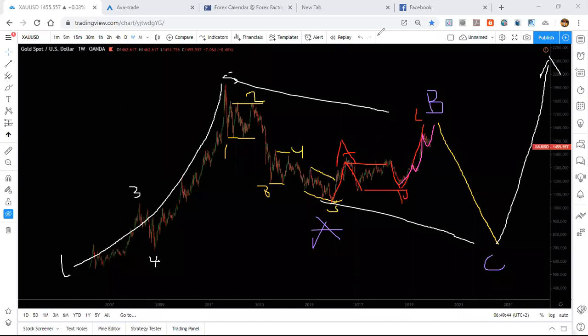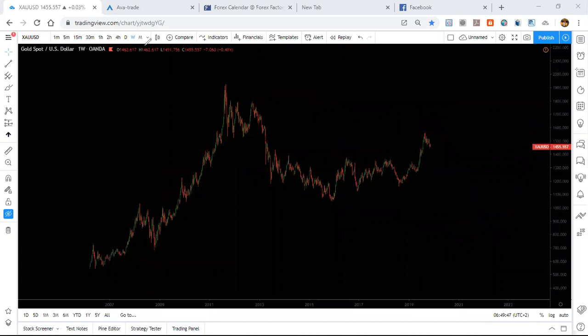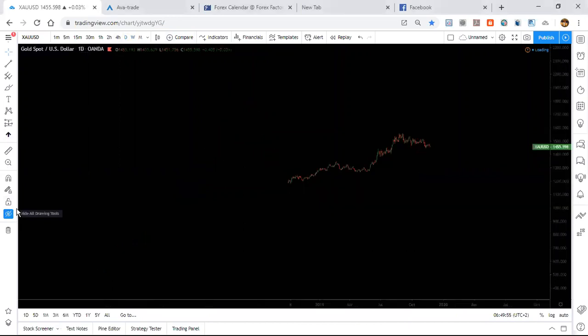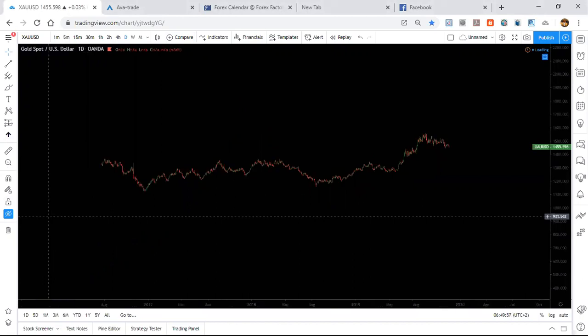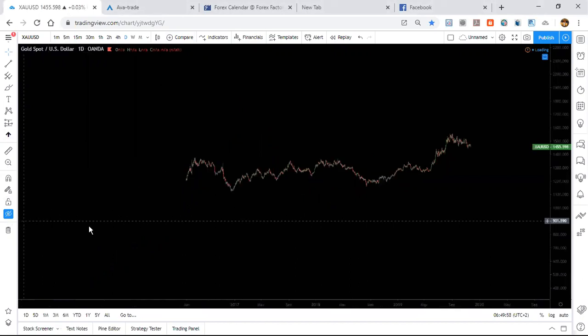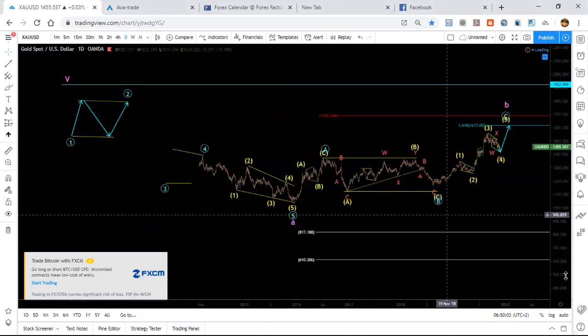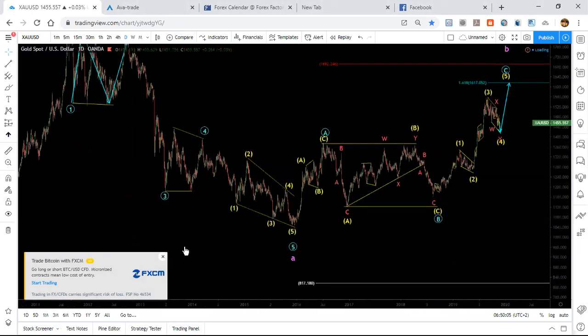I want us to move to the smaller time frame so that you can see what is happening on the smaller time frames. Gold setup. I believe after this video you'll be trading gold with clarity, knowing exactly what it is developing.